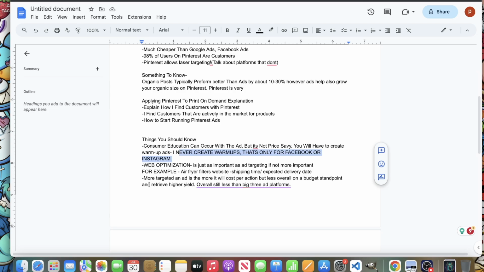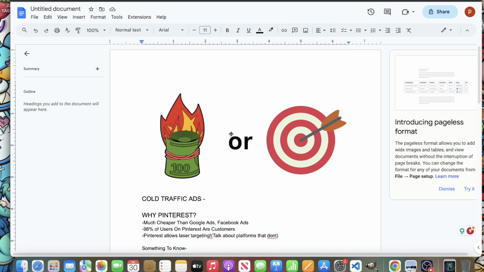The next one, a more targeted ad. Let me break this down. When I do my ad targeting, it's a highly targeted ad. It's going to cost more upfront, but over time, I'm going to get more money out of the deal. I'm going to generate more profit, and I'm going to beat the guy who's burning cash. The guy who's burning cash per click or per action is going to pay less, right?